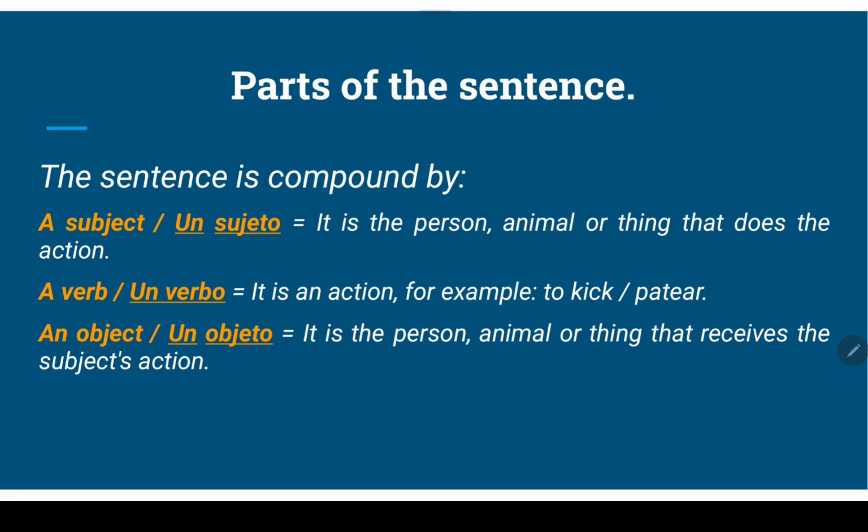So to start, the parts of the sentence: we have to understand that it consists always of the subject, el sujeto. It is the person, animal, or thing that does the action. Then we have the verb, el verbo. It is an action, for example, to kick. In Spanish, we say patear. Then we have an object, and in Spanish, we say un objeto. It is the person, animal, or thing that receives the subject's action. So pay attention to the last part, the object, because this is what we are going to work on today.